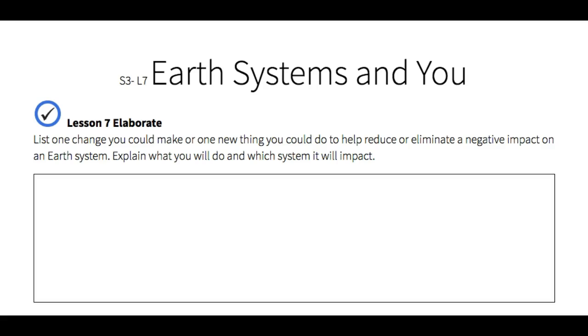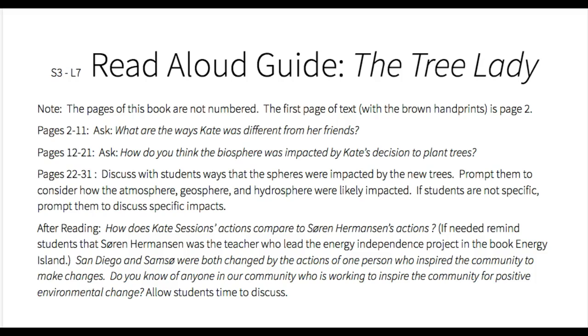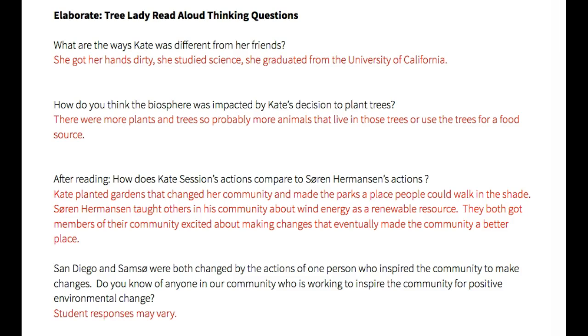In the Elaborate portion of this lesson, students will construct explanations about what they could do today to help reduce or eliminate a negative impact on a system. Next, they will read The Tree Lady. This is a read-aloud book, and the read-aloud guide can be found in the teacher pages. The read-aloud guide allows you to point out how the different Earth systems were impacted by Kate's decision to plant trees, and draw connections between Kate and Soren Hermansen from the book Energy Island. Students will record their reflections in their student journal.